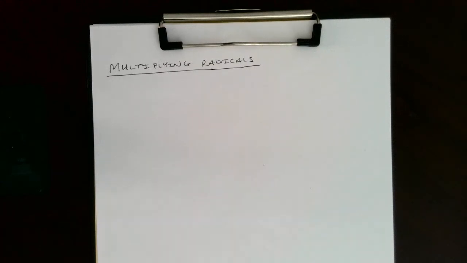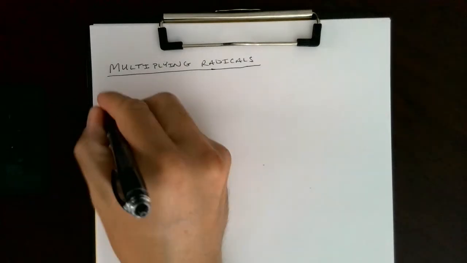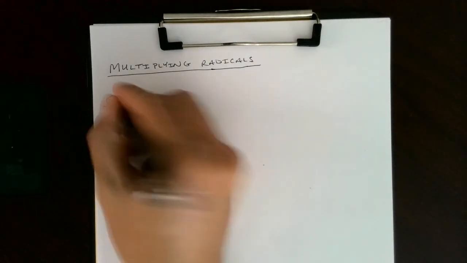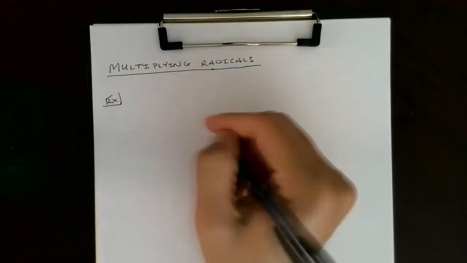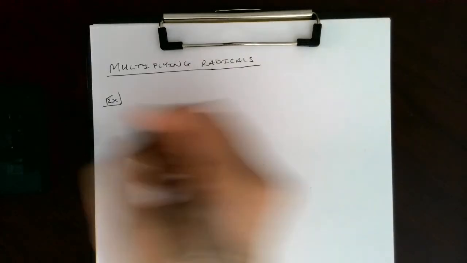This video is on multiplying radicals. So when you multiply radicals, typically what you'll be doing is multiplying like you normally would. So distributing, FOILing, things like that. And then simplifying each of the terms individually based on our rules for simplifying radicals. So I think the easiest way to do this is to look at some examples.